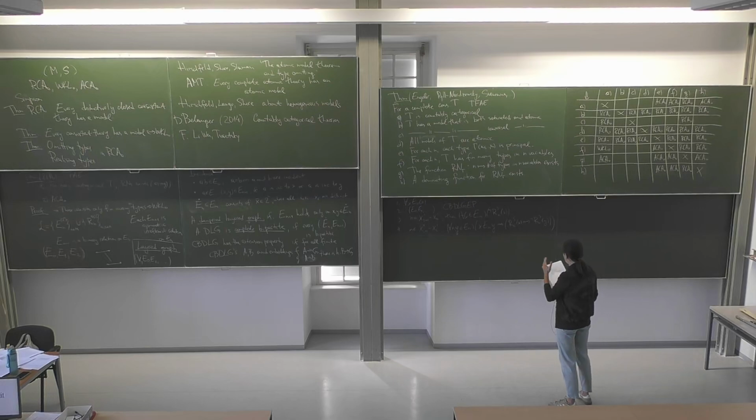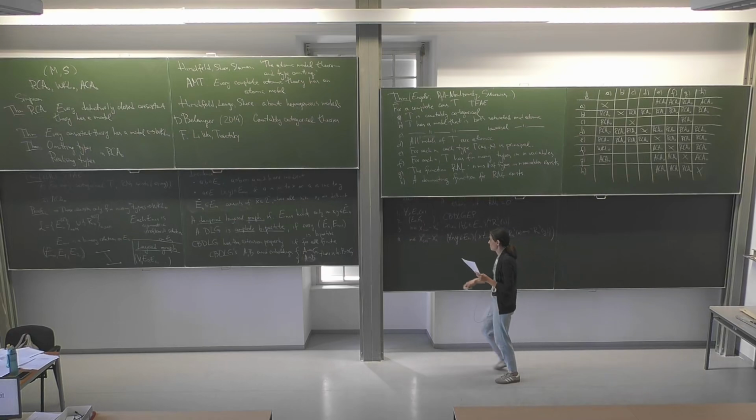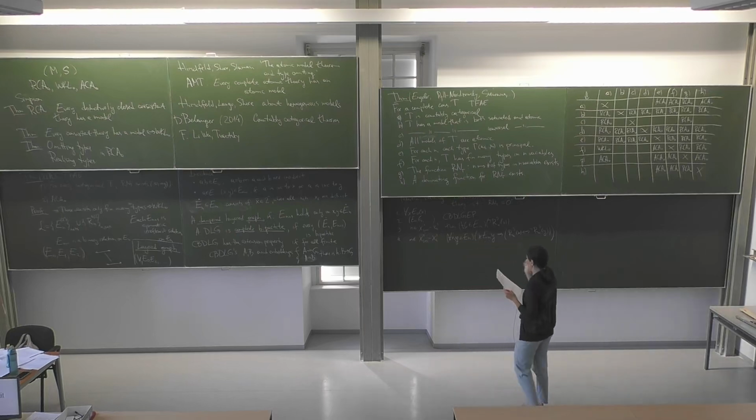And because of all those extension properties and everything being smoothly defined, using WKL_0 we can prove that this is a countably categorical, complete, consistent theory with quantifier elimination, everything that we need.